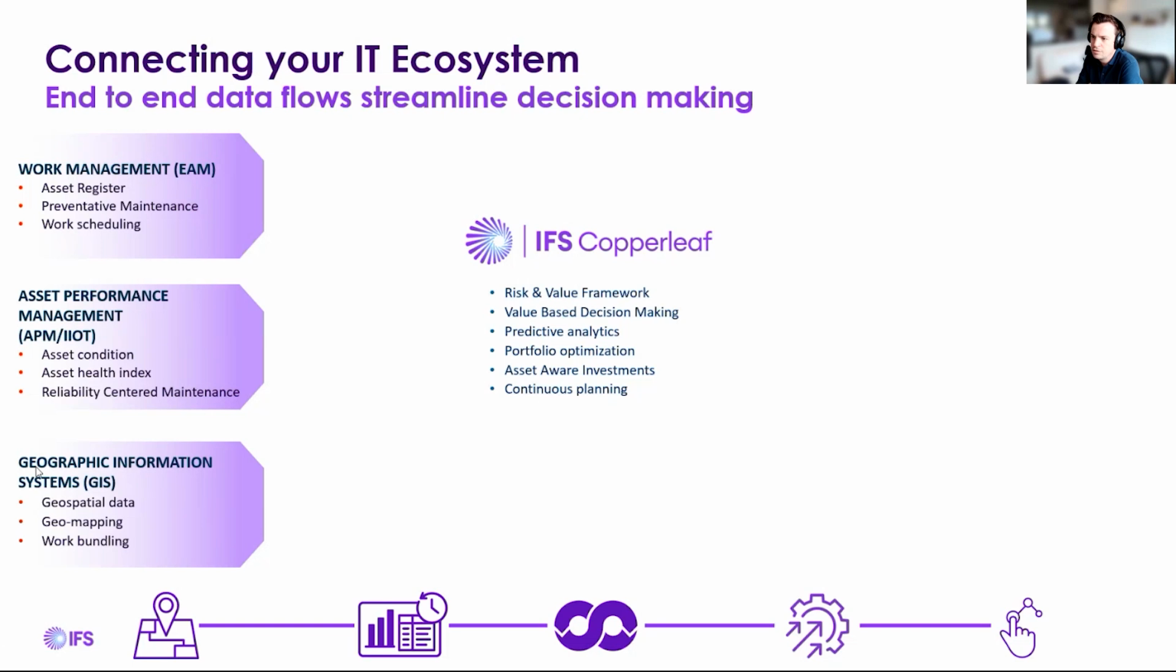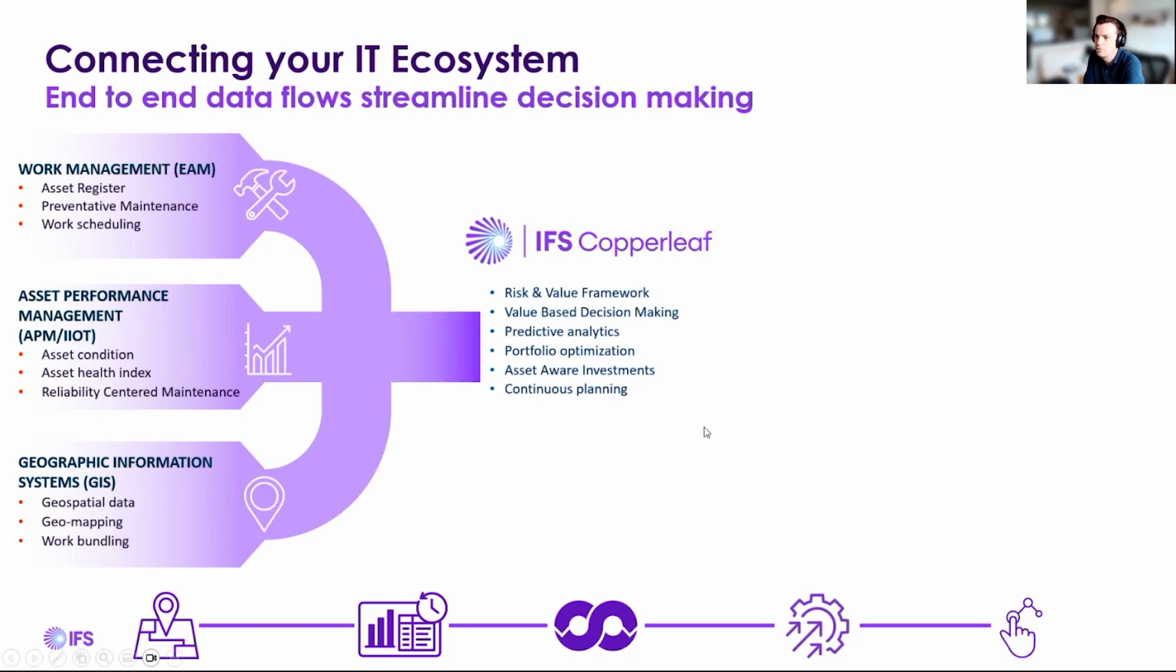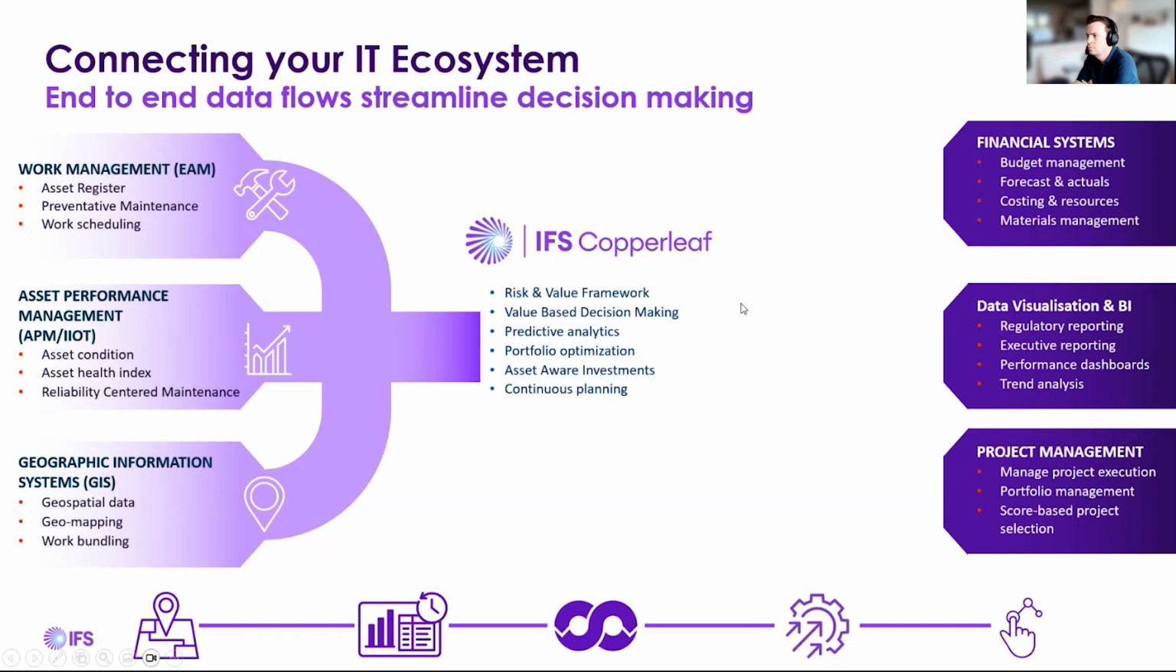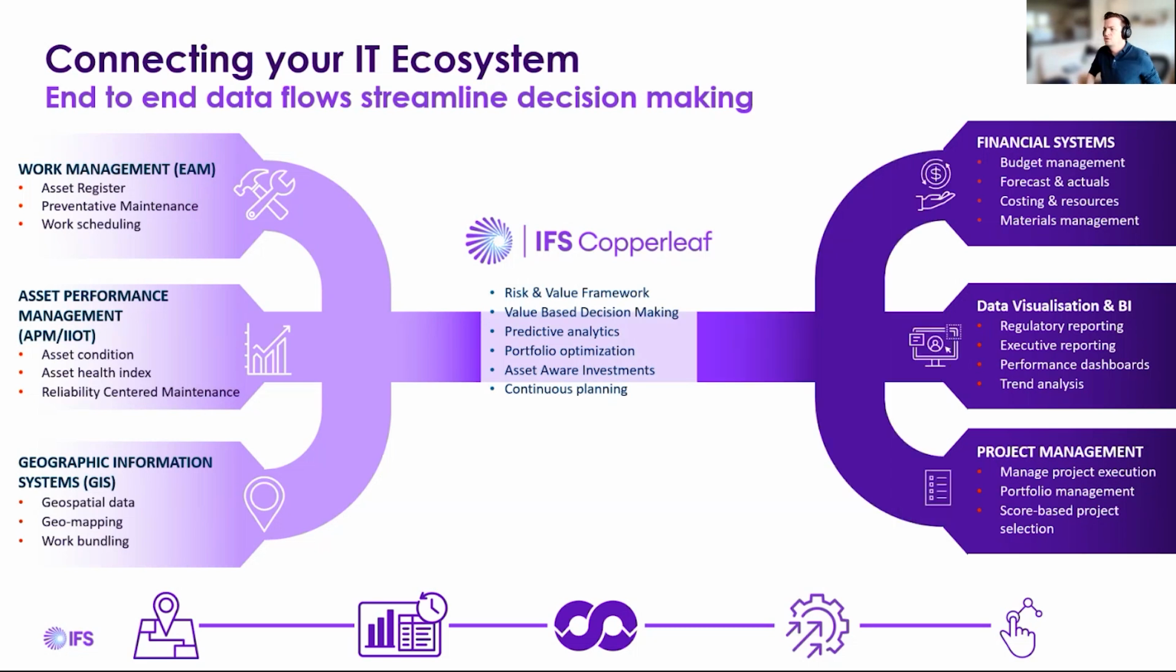And Copperleaf consumes data from these systems. We take a lot of data from these systems to help inform our decision making. And we derive insights, and once we've come up with our investment plans, we want to pass them off to delivery or financial systems on the right. We can flow those decisions downstream into those systems. And you can see here now where we've got that consistent data flow across the screen from left to right.